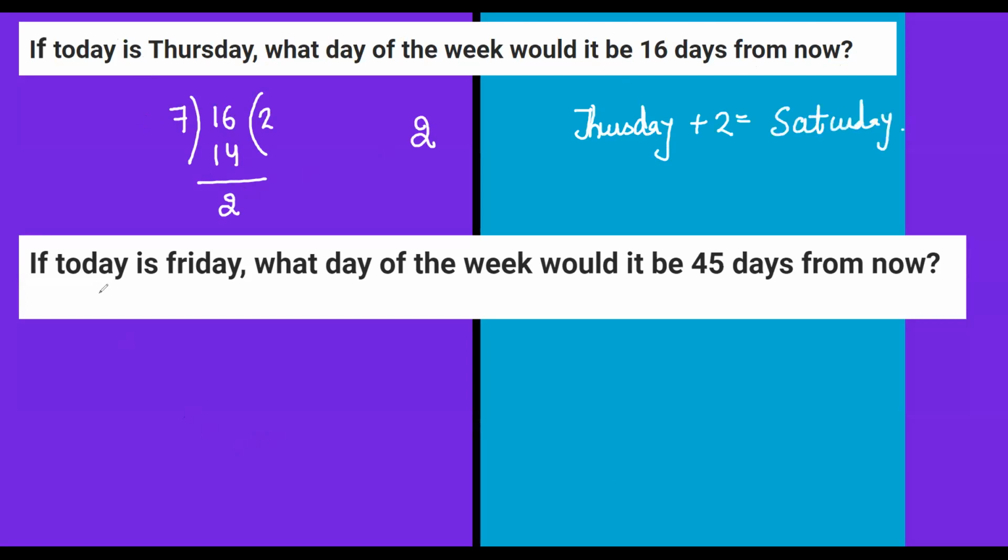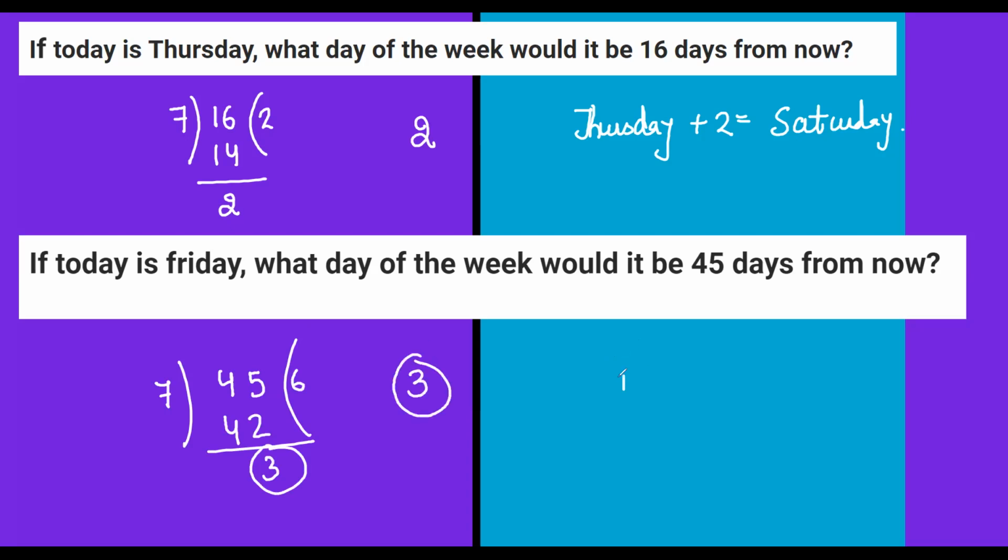Similarly, if today is Friday, what day of the week would it be after 45 days? Every time you divide by 7, then you have to focus on the odd number of days. How much? 3. So that means Friday plus 3. Friday, Saturday, Sunday, Monday. So Monday will be the answer. This way you can get the answers very easily.